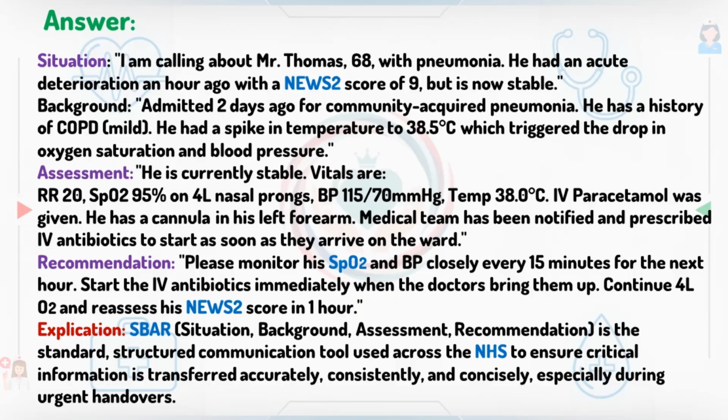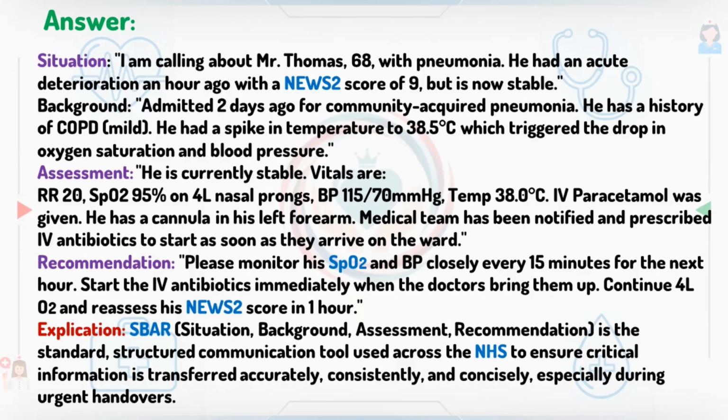Assessment: he is currently stable. Vitals are RR 20, SpO2 95% on 4 litre nasal prongs, BP 115/70 millimeters of mercury, temp 38.0 degrees Celsius. IV paracetamol was given. He has a cannula in his left forearm. Medical team has been notified and prescribed IV antibiotics to start as soon as they arrive on the ward.